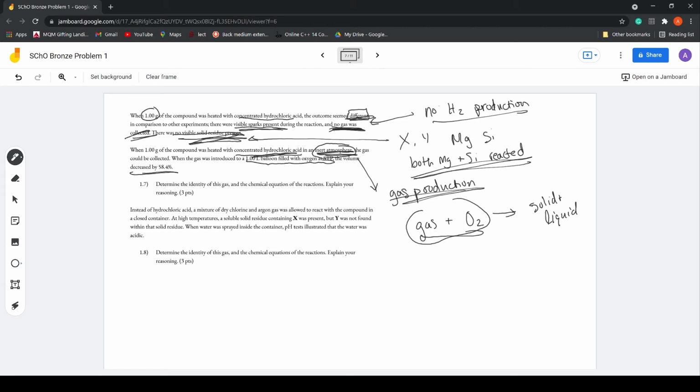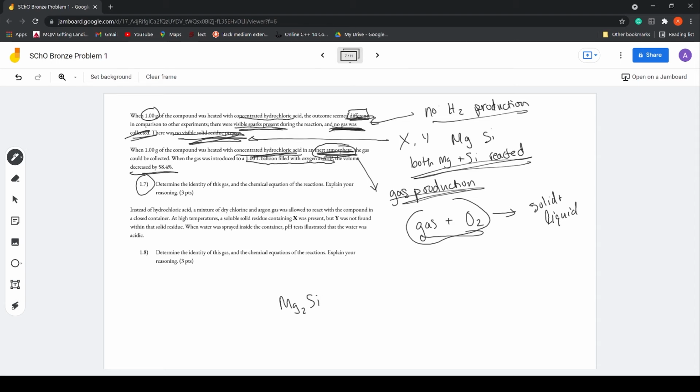Okay, so this is kind of a tricky question, but we're going to figure out what 1.7 is. Determine the identity of this gas and the chemical equations of the reactions. Explain your reasoning. So we already know what happens when magnesium reacts with acid, right? We've already done that. Basically, what we're confused about is why silicon is reacting with acid and what it is forming.